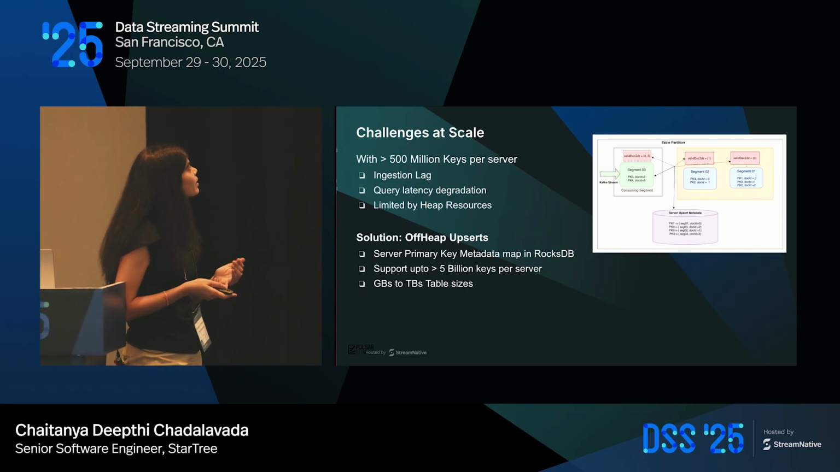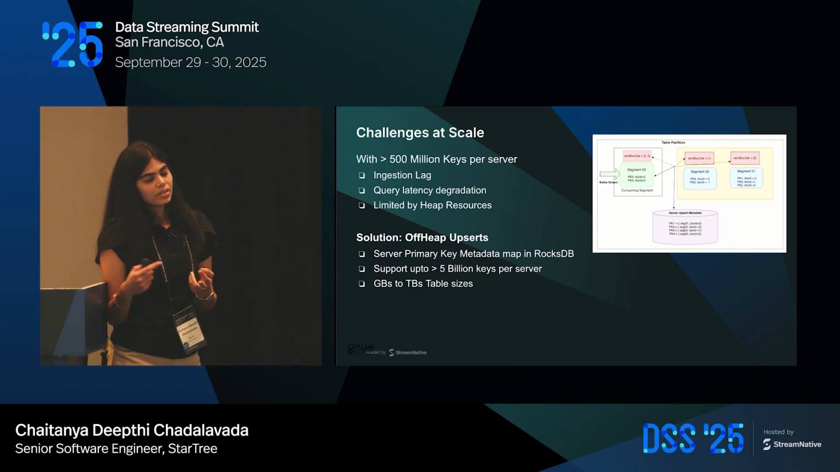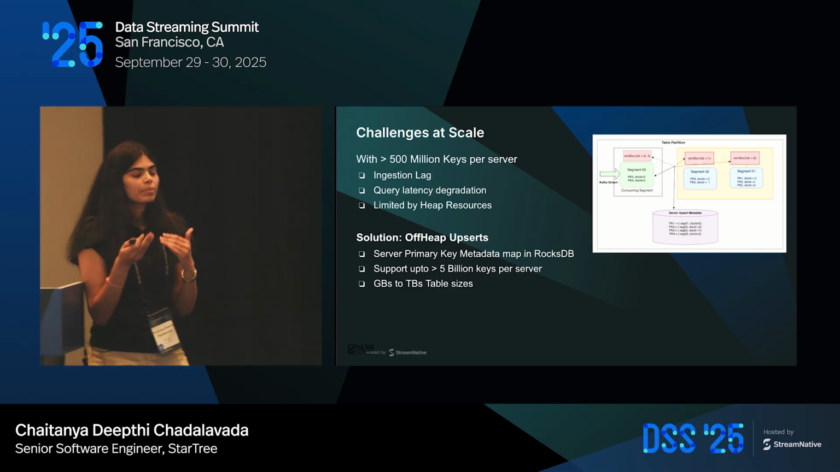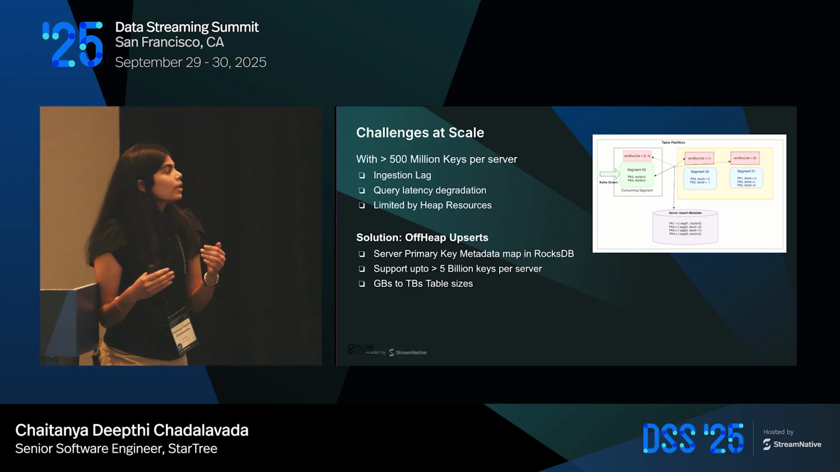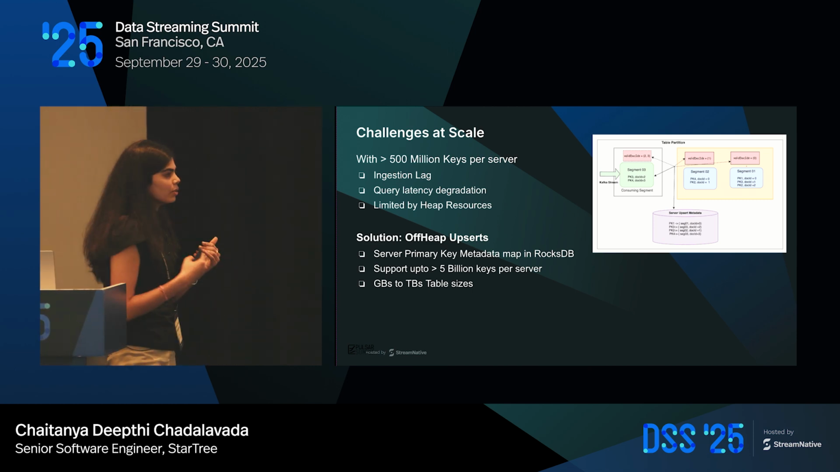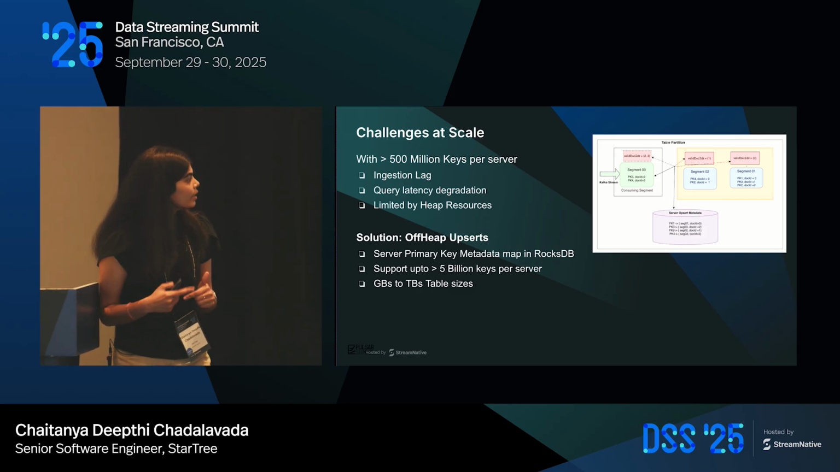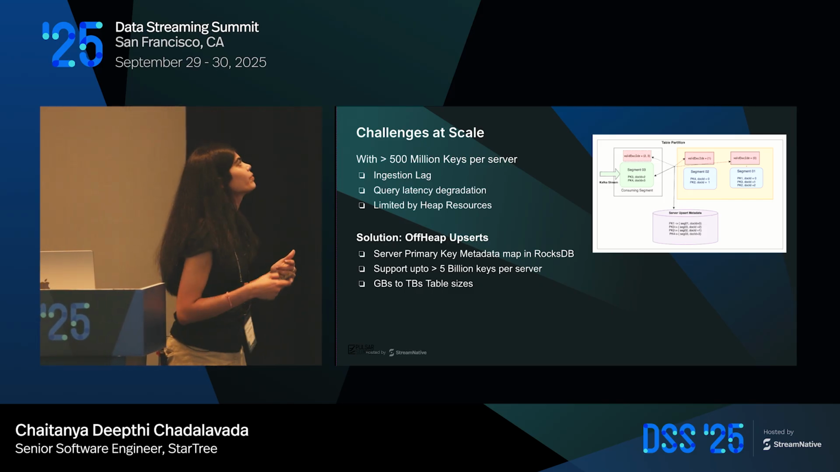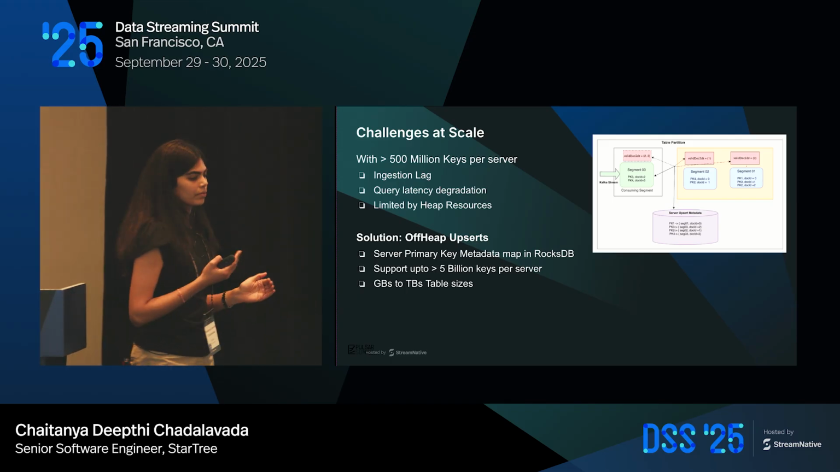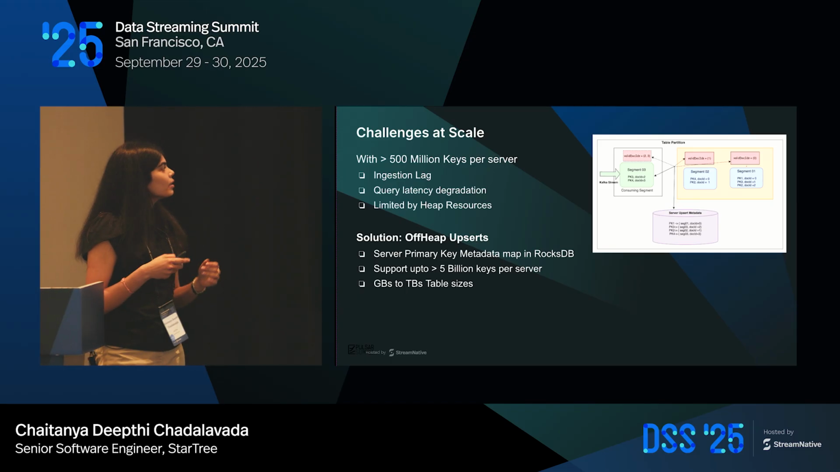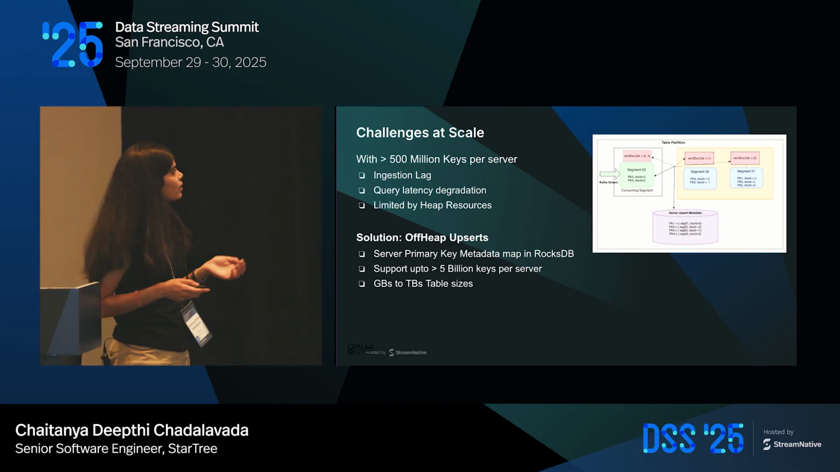With just 500 million primary keys, we started to see ingestion lags and query latency degradation, and each server is limited by a heap resource, right? So what we introduced was to store these primary keys on disk using RocksDB. With that support, we have increased the scale from almost 500 million to more than 5 billion primary keys today per single server, which is like 10 times, right? And the table sizes even grew from gigabyte scale to terabytes, and now we are storing in petabyte scale.